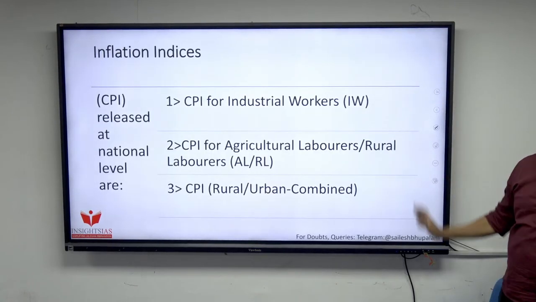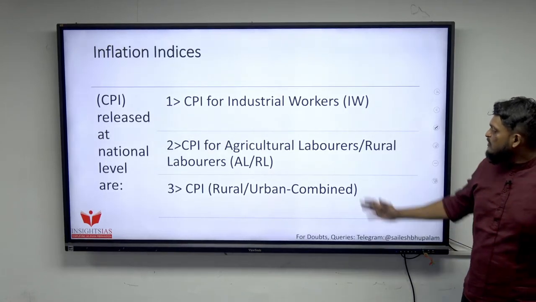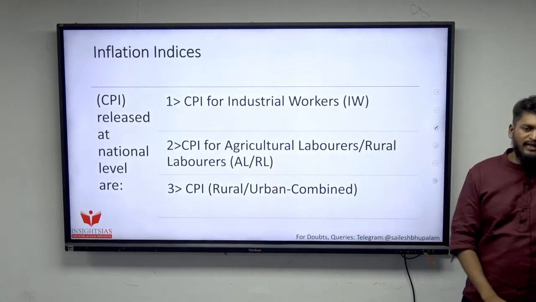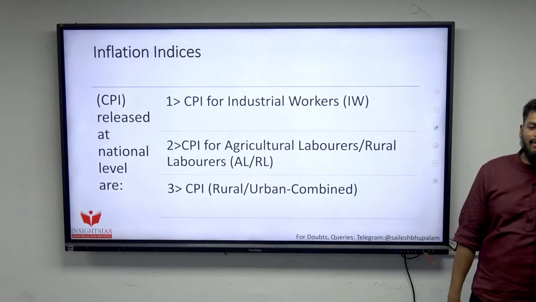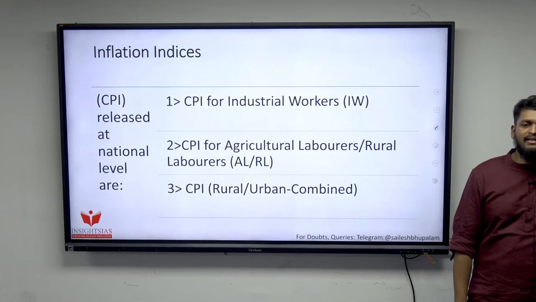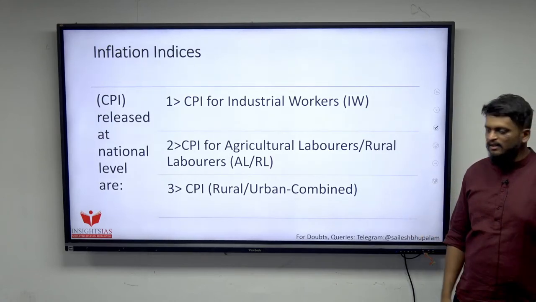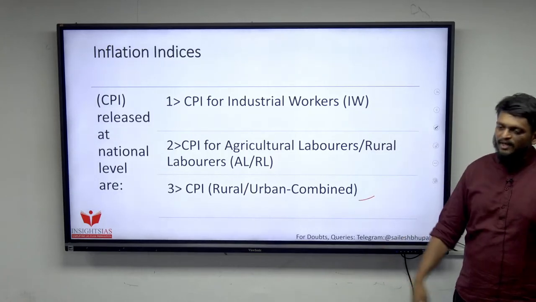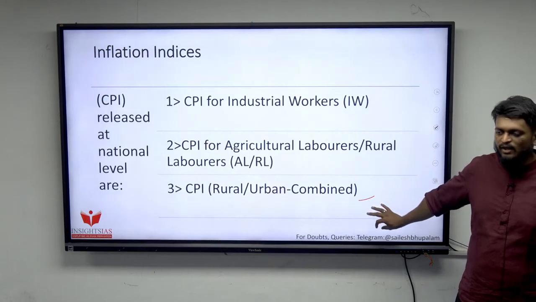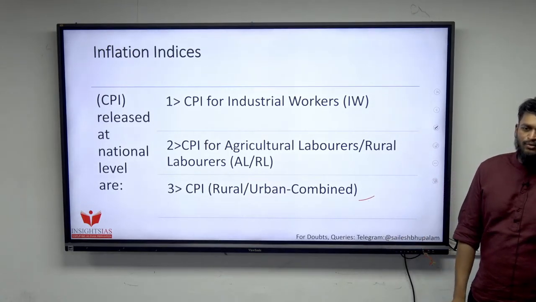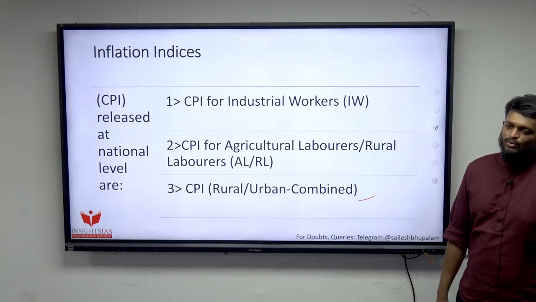CPI is actually calculated separately for rural areas and urban areas. Rural area CPI is called agricultural laborers, urban area is called industrial workers. Why are we calculating separately? Because rural basket and urban basket are different. In rural areas, people consume slightly different types of goods. So we created separate baskets and we combine both of them, called CPI rural urban combined. India's official measure of inflation is this, CPI rural urban combined. When we say 2 to 6%, this is what we are talking about. CPI rural urban combined should be 2 to 6%.